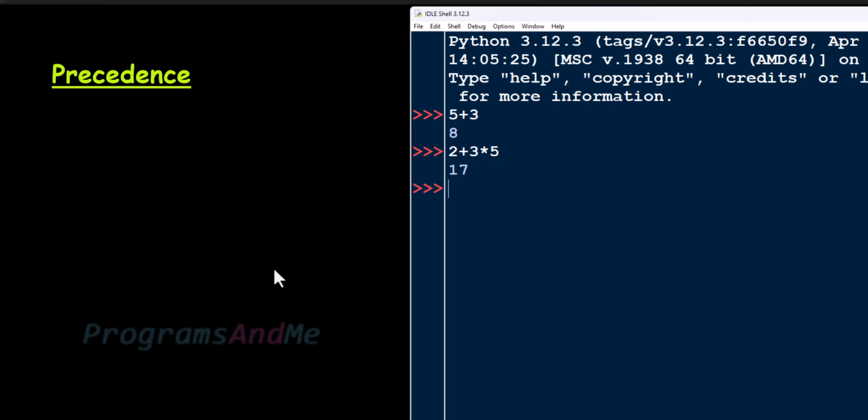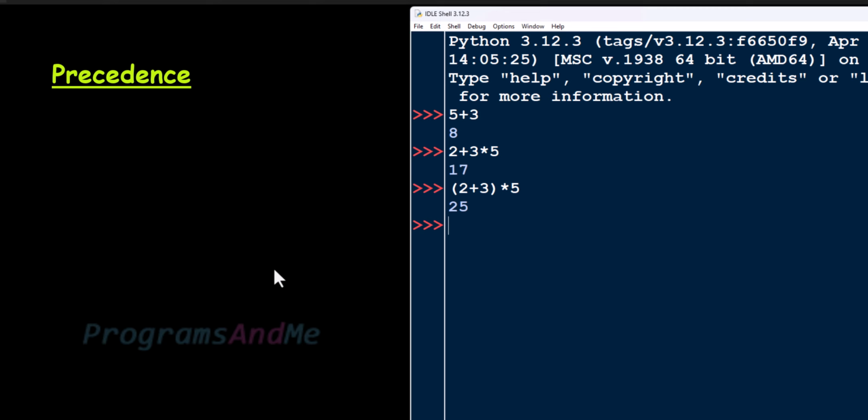In this same example, if I use parenthesis like this, 2 plus 3, the result is 25, because parenthesis has the highest precedence, so 2 plus 3 is evaluated first, then that result is multiplied with 5. So when we have an expression with multiple operators, the expression is evaluated based on the precedence of the operators.